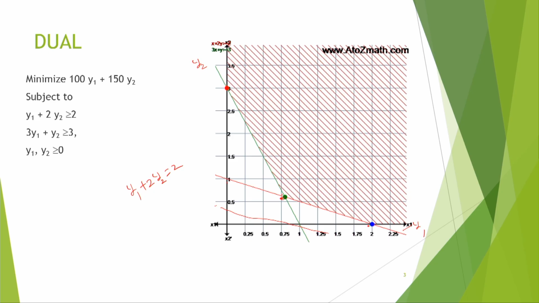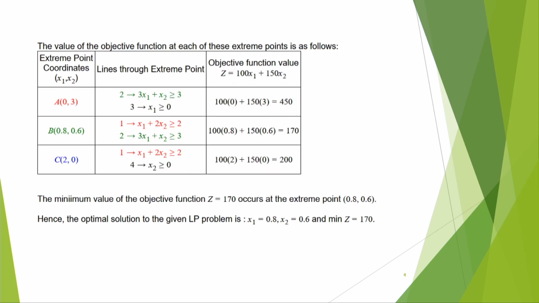So by the intersection of these two lines I get the solution. One line is y1 plus 2 y2 equal to 2, and another line is 3 y1 plus y2 equal to 3. If I intersect these, I will get y1 and y2, and then my function value will be the minimum. Now if we do this in software, it finds the value of the objective function at each of these extreme points. So they find out the extreme points.